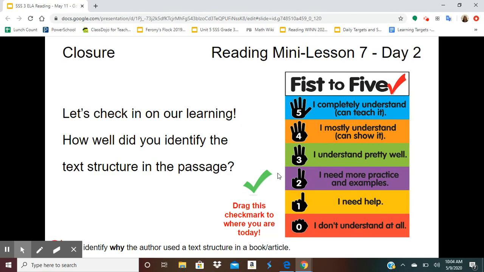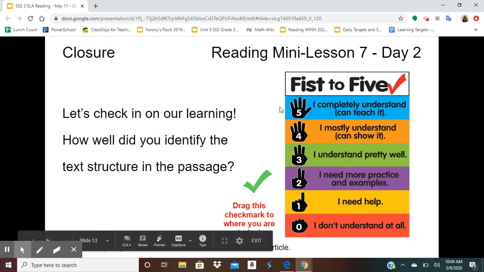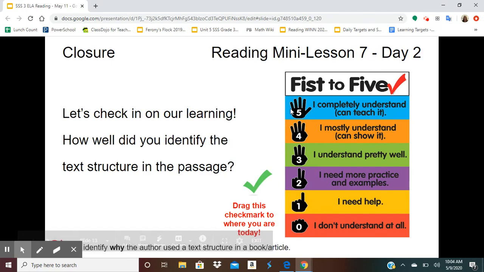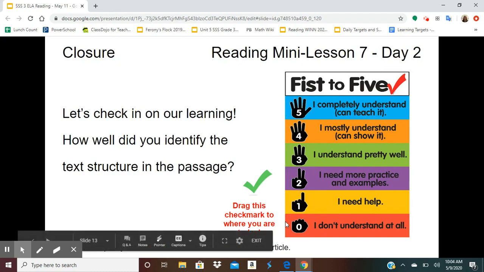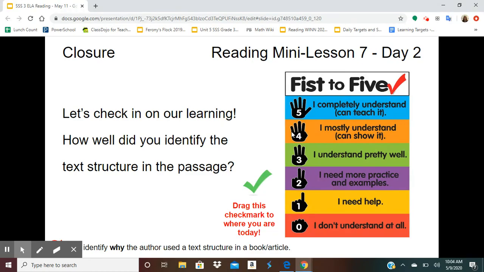If you feel that you did an exceptional job and understand what you learned, move this check mark up to the 5. If you're really struggling to understand what a text structure is, move it to a 1 or a 0. Or you can put it on a 2, 3, or 4, depending on how you feel. Remember to give your best effort. You can do this over the 2 days. You only have to turn it in by Tuesday evening. We can't wait to see your awesome work.